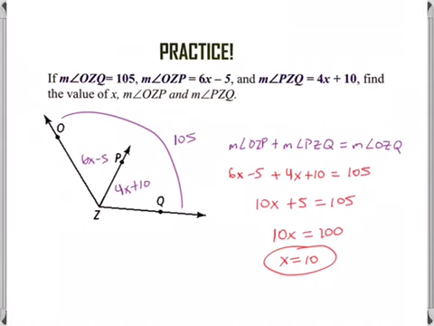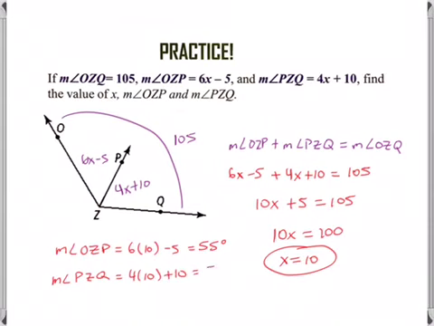Now we need to find the measure of angle OZP, so we'll plug the 10 in for x in both expressions. So we've got 6 times 10 minus 5, so that's 60 minus 5, which is 55. And then for PZQ, same idea. We'll plug in the x value. We've got 4 times 10 plus 10, so that's 40 plus 10, which gives us 50. So it's a lot like segment addition.